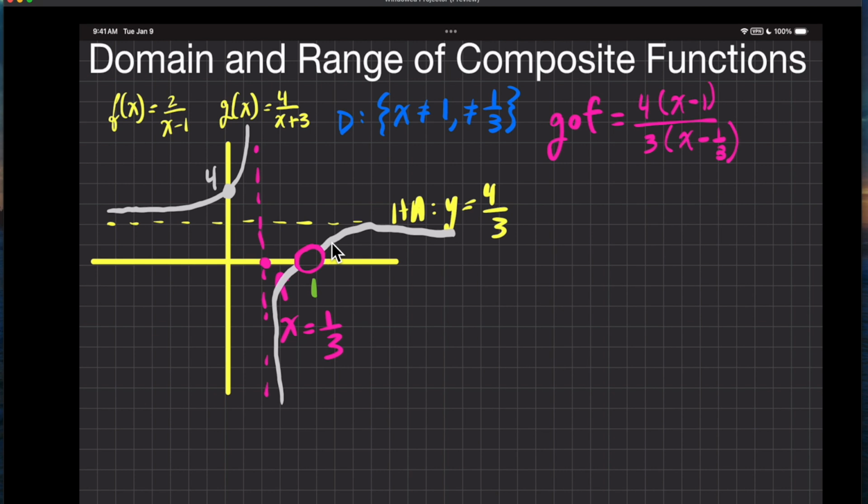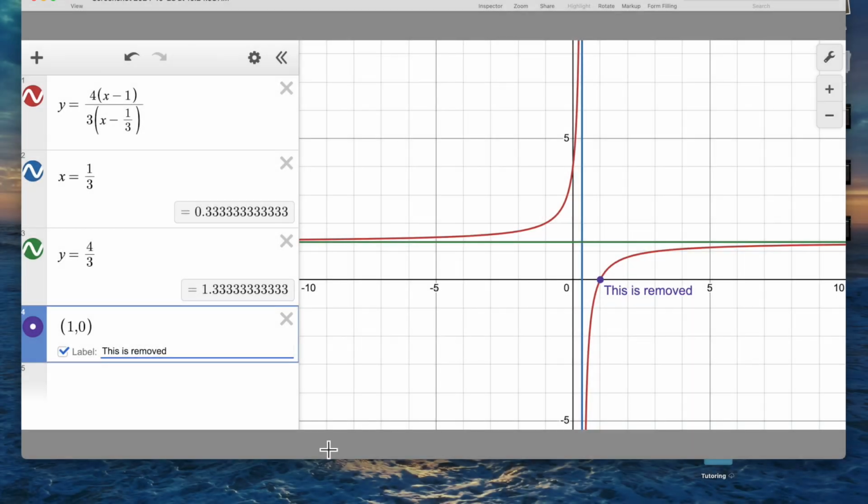Some graphs do, but this one doesn't. And we know that we had to eliminate the y value when x equals 1. So our final range is going to be the set of all real numbers such that y is not equal to 4/3 and not equal to 0. Again, the y value when x equals 1 has to be eliminated from the range. And we graph our composite function shown here.